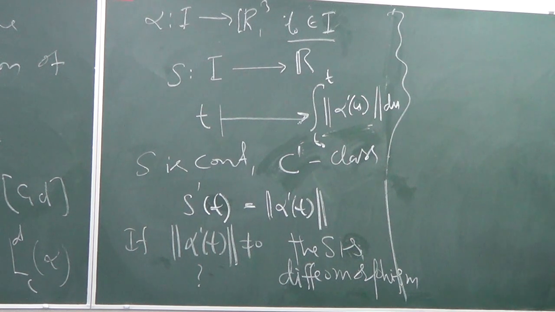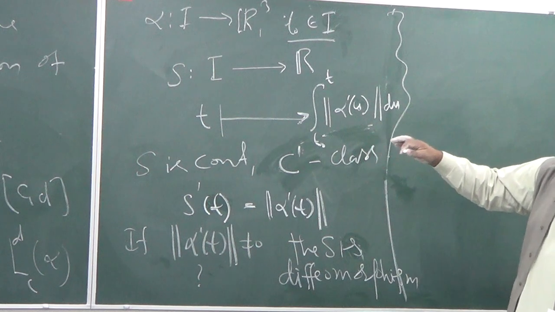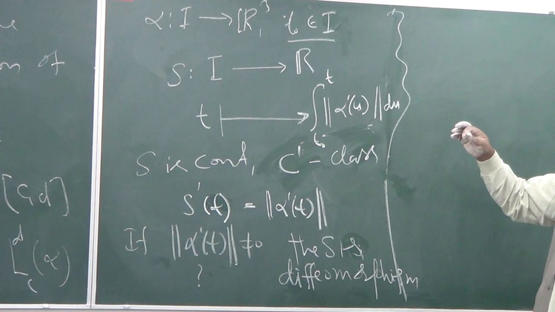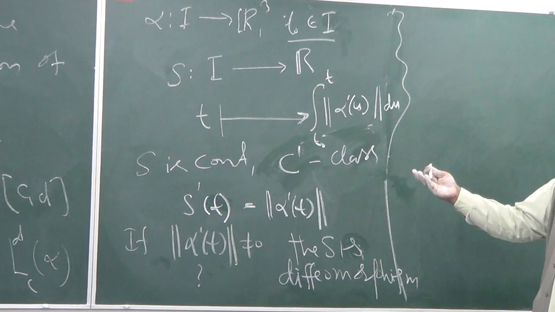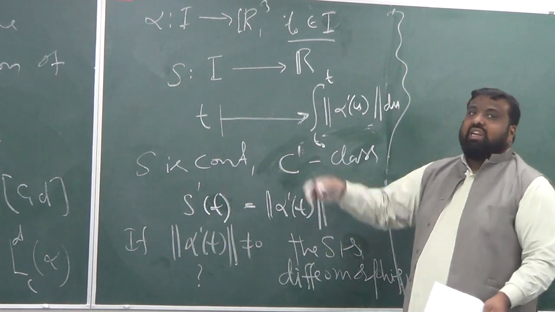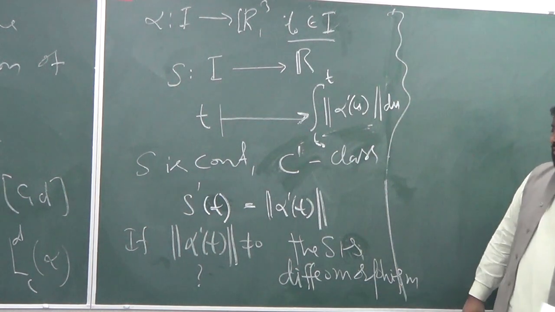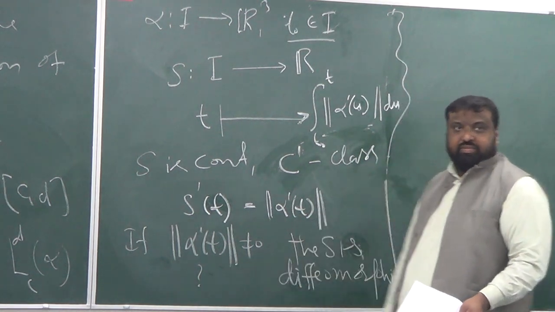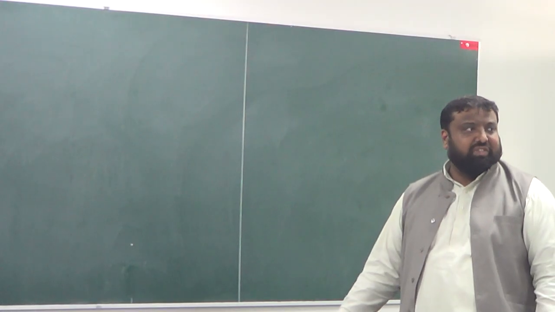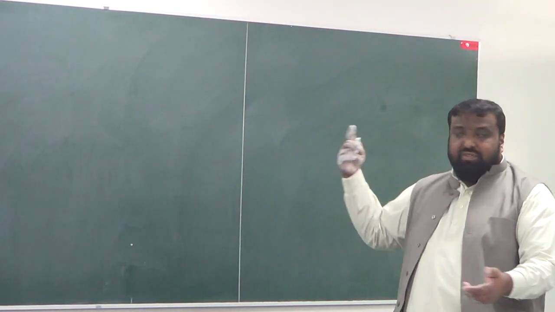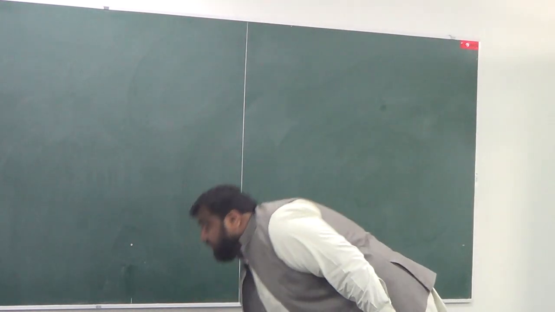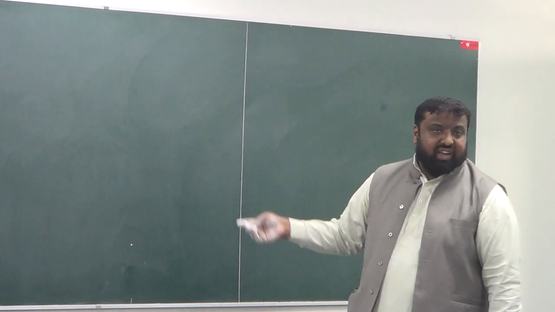So what we did, we defined reparameterization. Now we want to reparameterize the curve in a particular manner, in terms of the arc length, and I want the arc length to be a diffeomorphism. It will be a diffeomorphism if this is true. If your curve is regular, we are fine. So I can go back and forth in S smoothly, between I and R basically.